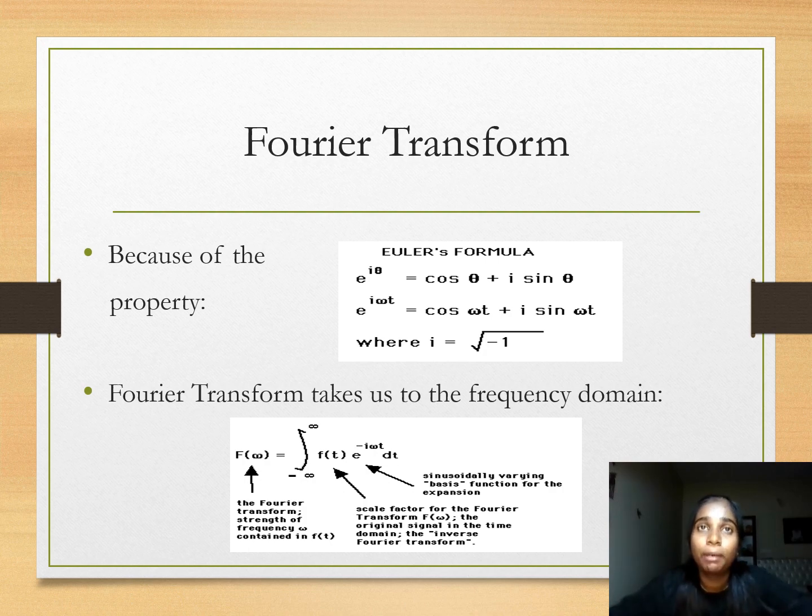One is e to the power i theta, which should be equal to cos theta plus i sin theta, and e to the power i omega t will be equal to cos omega t plus i sin omega t, where i will be equal to root of minus 1. The Fourier transform also takes place in the frequency domain. We see it with a formula as F of omega is equal to the integration from minus infinity to plus infinity of f of t e to the power minus i omega t dt.